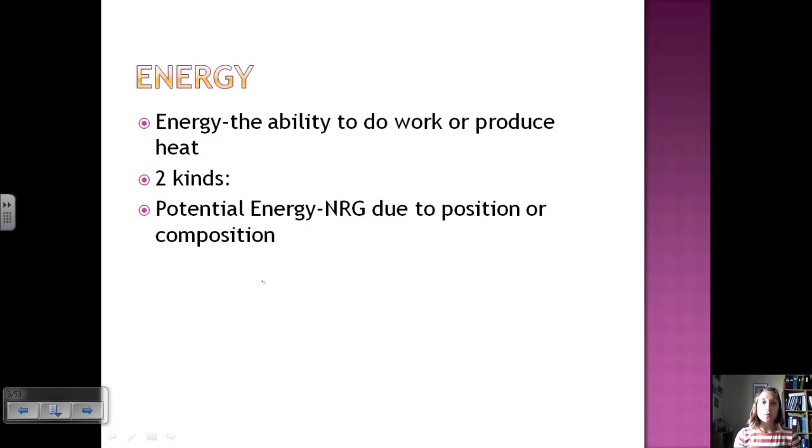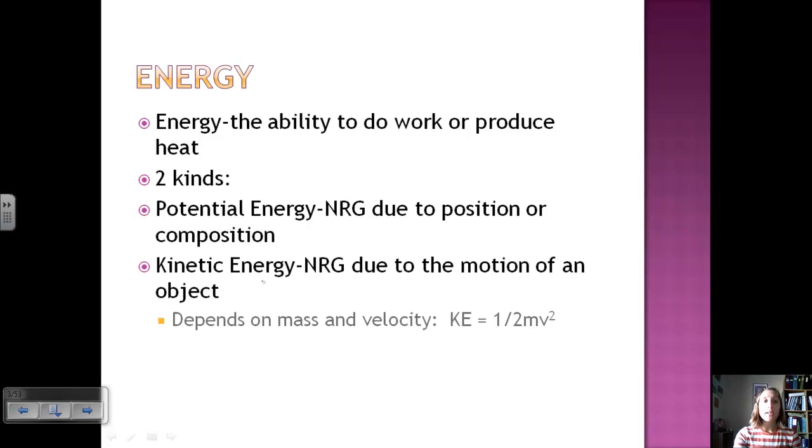So when we talk in physics, we're talking more about position, like a skier being at the top of a hill. Or chemistry, we're talking more about composition. So the energy stored within the bonds between atoms in a molecule. The second type of energy is kinetic energy. This is energy due to motion. And so we'll talk about how this relates to temperature and heat. And so the equation for kinetic energy is 1/2 mass times the velocity squared.